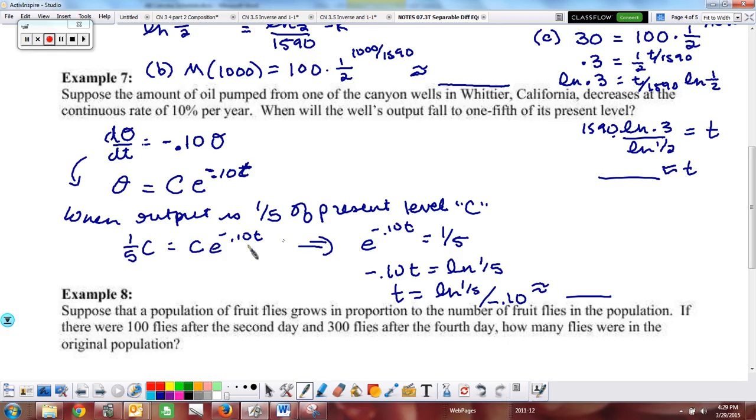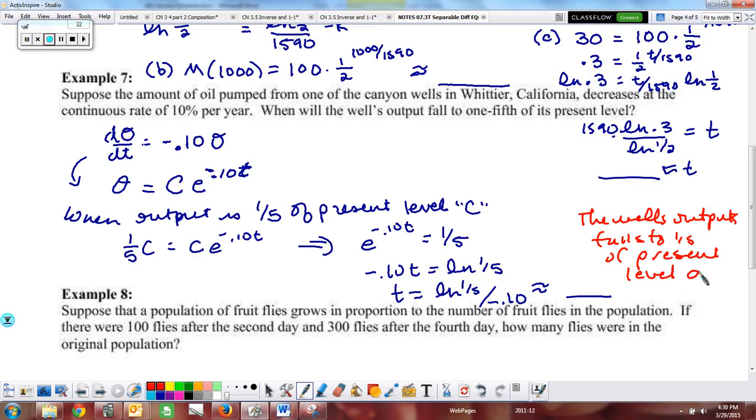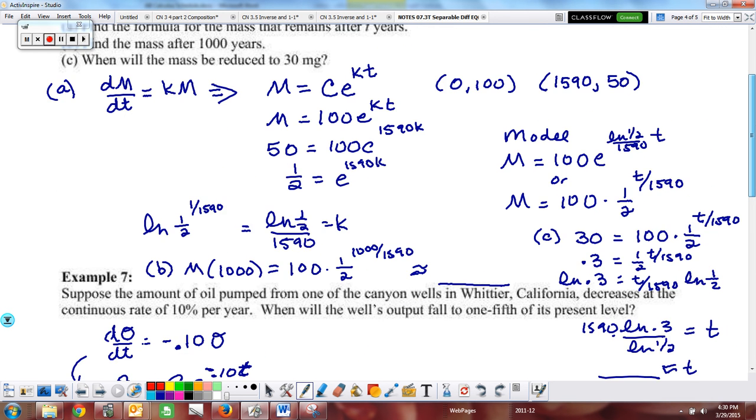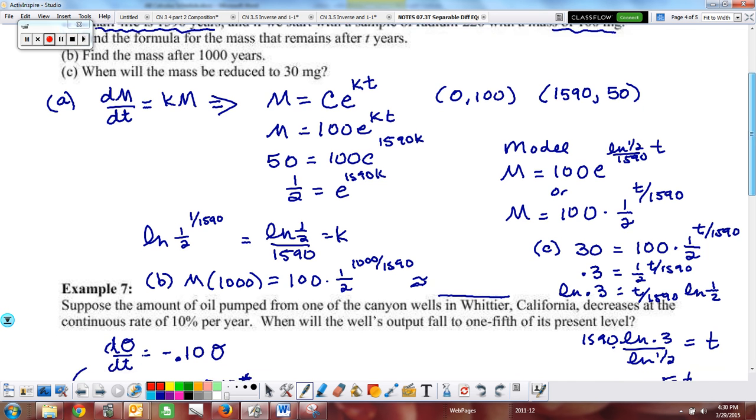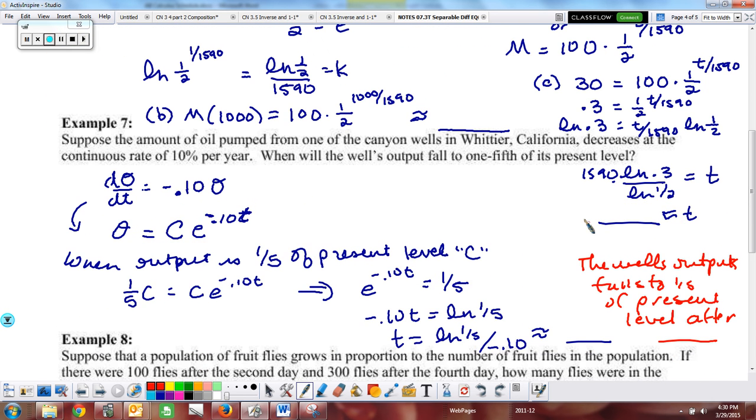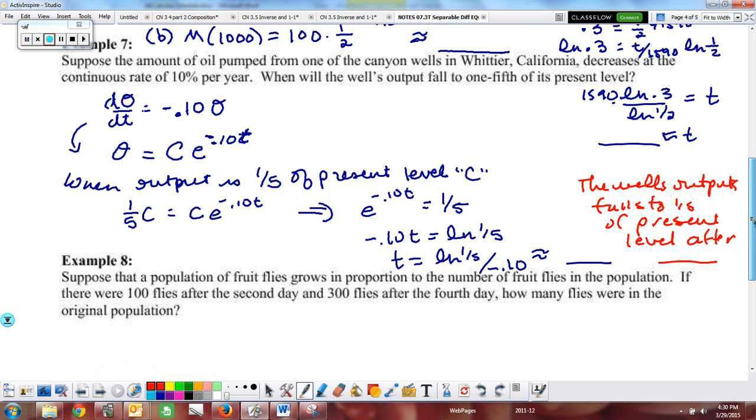Do make sure, just as a reminder, because I'm skipping through some things here, answer the question. The well's output falls to 1/5 of the present level after, and then put your decimal that you find right there. So do make sure you answer the question. Probably same thing coming back up here for C. The mass will be reduced to 30 grams after, and then this value that's there. So make sure you're answering the question.